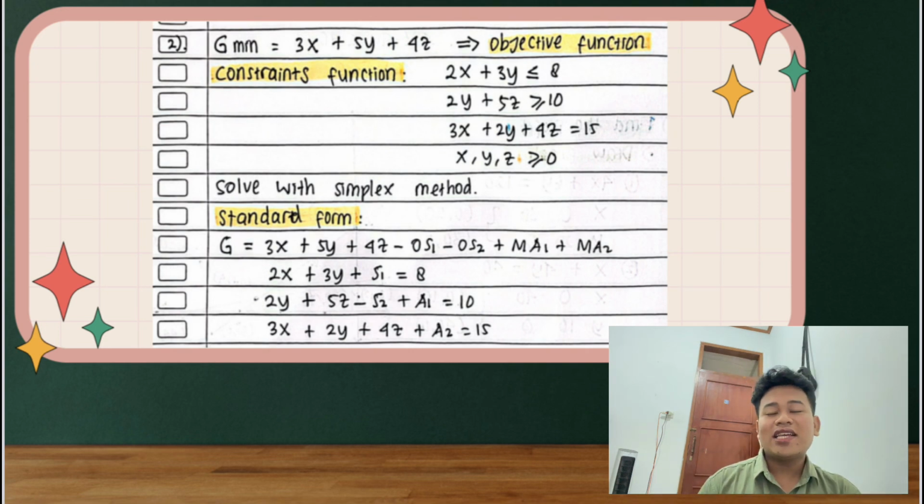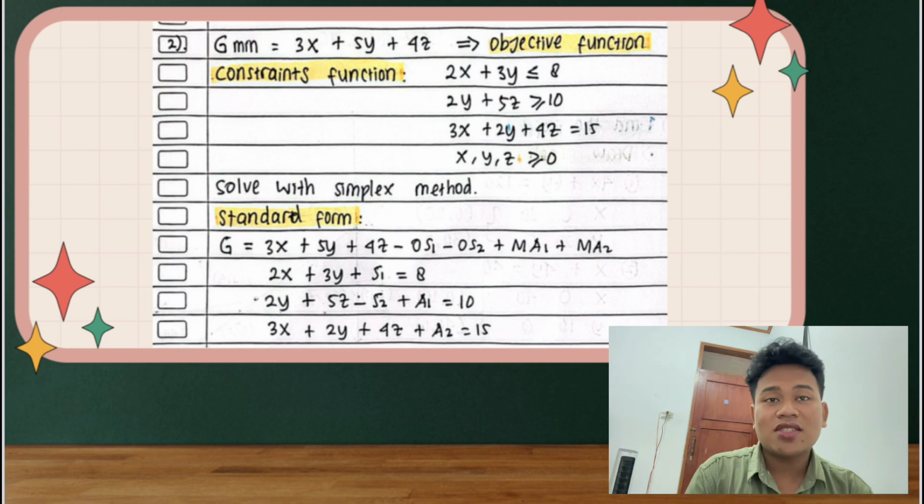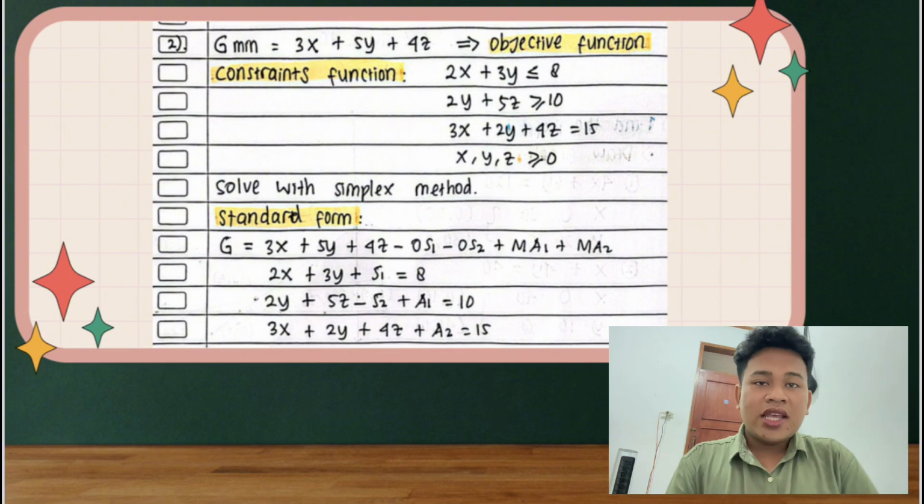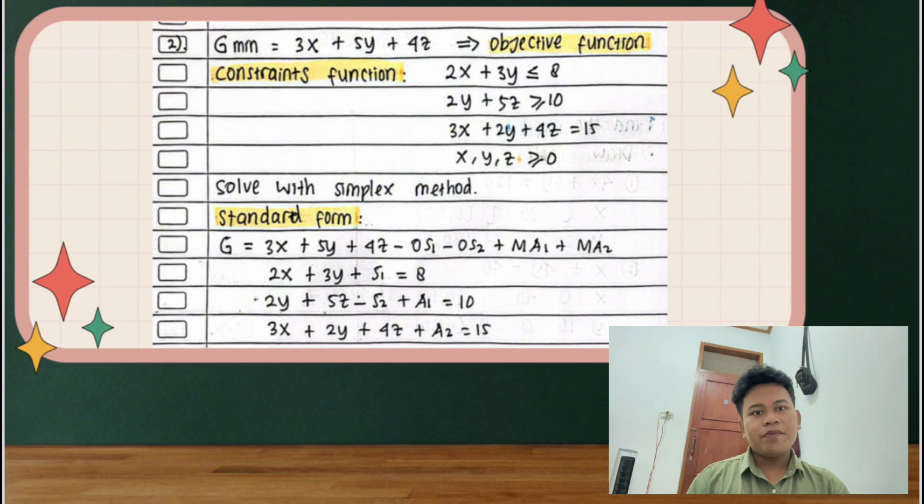The standard form in the second case is g = 3x + 5y + 4z - 0s1 - 0s2 + Ma1 + Ma2. In this case it is the big M method.